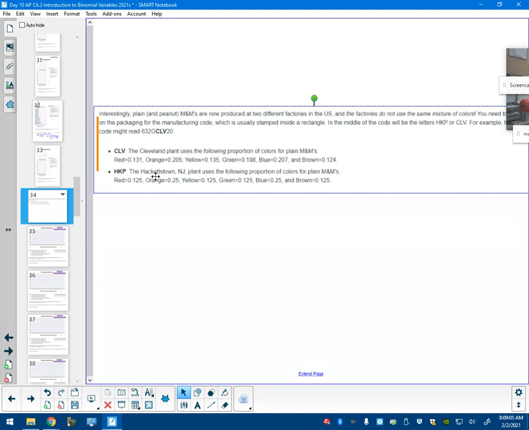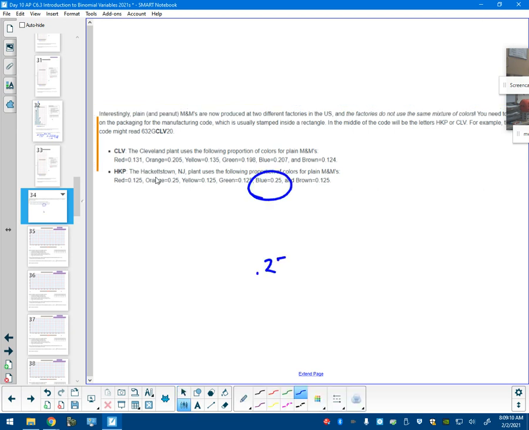So in Hagerstown, New Jersey, the probability of a blue is supposed to be at 0.25. Like in one bag? That's the mix. So in Cleveland, they put 13 point, ooh, there's a yellow. In Cleveland, red is at 13%, orange is at 20.5, yellow is at 13.5, green is at 19.8, blue is at 20.7, and brown is at 12.4.